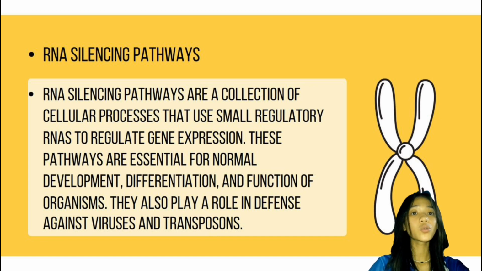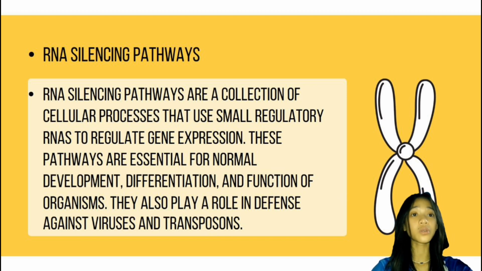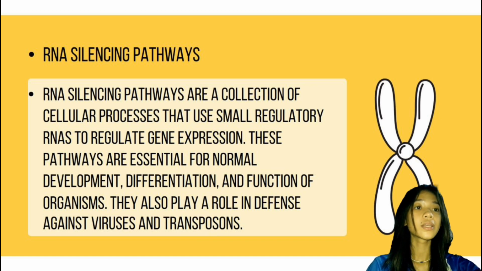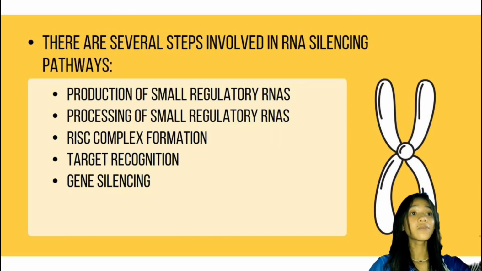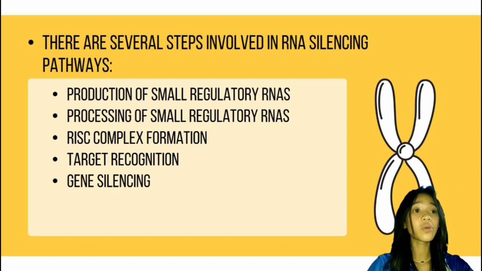These pathways are crucial for an organism to develop normally from different cell types and function properly. They also act as a defense system against invaders like viruses and transposons, or jumping genes. Next, there are several steps involved in the RNA silencing pathway. First, production of small regulatory RNAs. Second, processing of small regulatory RNAs. Third, RISC complex formation. Fourth, target recognition.